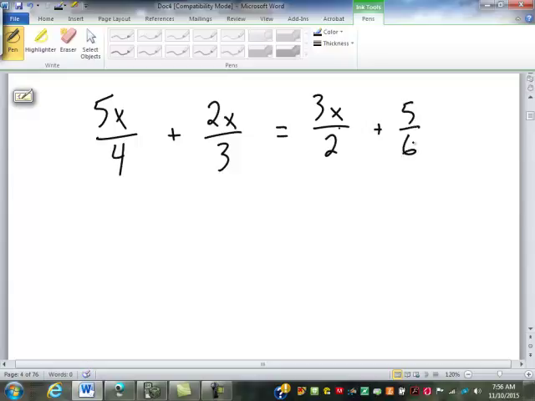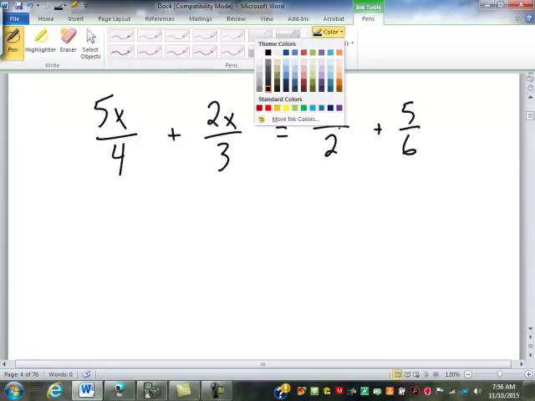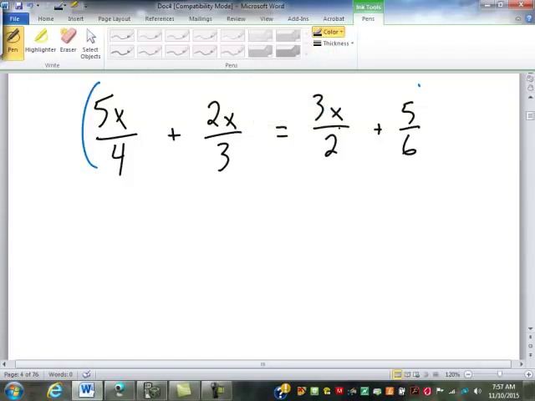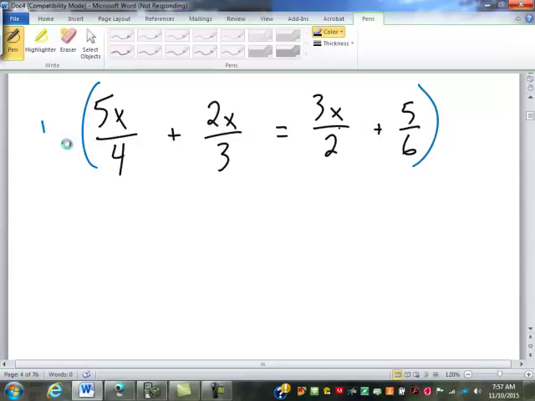So something like this. This would be easiest. I mean, we could do this as 5/4 x plus 2/3 x equals 3/2 x plus 5/6. We could do it with the fractions, but it would probably be a lot easier to make the fractions go away. So what is the common denominator going to be here? 12. Yeah, 24 would work. 12 is a little bit smaller. 24 would be just fine. We just have a little bit bigger numbers to work with.